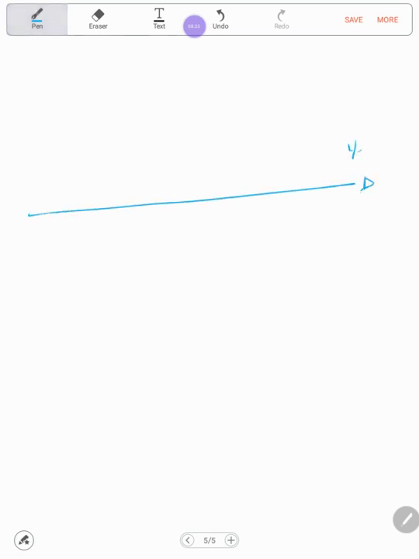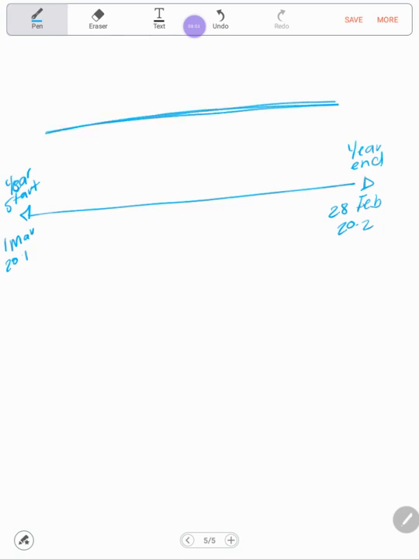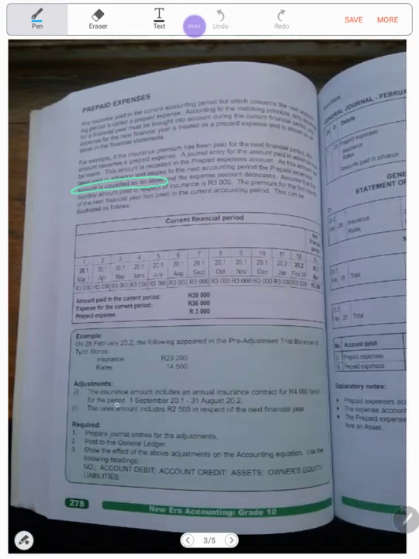Your financial year end is on the 28th of Feb 20.2. When did your year start? It would be the 1st of March 20.1. So this was the duration of your current financial period. This adjustment is saying that we have taken out insurance on the 1st of September and it will expire the 31st of August 20.2.